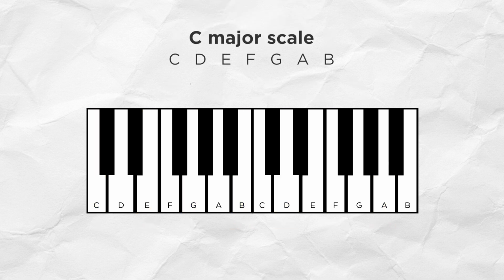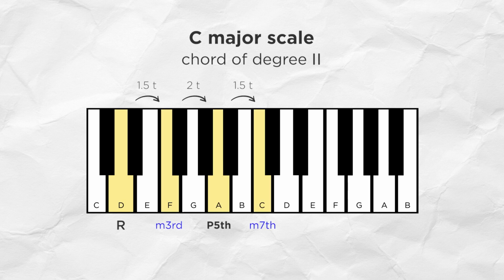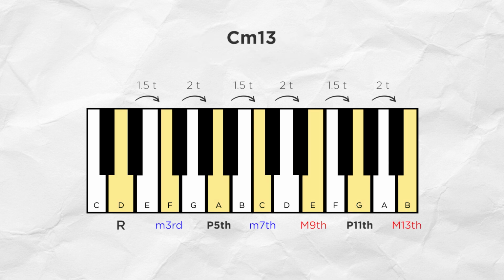Now, if we start from the second note of the scale to make a chord of the 2nd degree, the chord would have a minor 3rd, a perfect 5th, a minor 7th, a major 9th, a perfect 11th, and a major 13th. So that's like a minor 7th chord with only major extensions up to the 13th. So we can note that as a minor 13th chord.